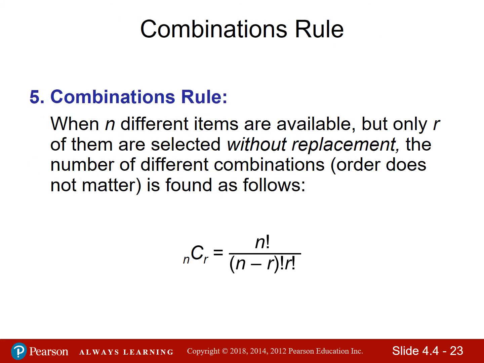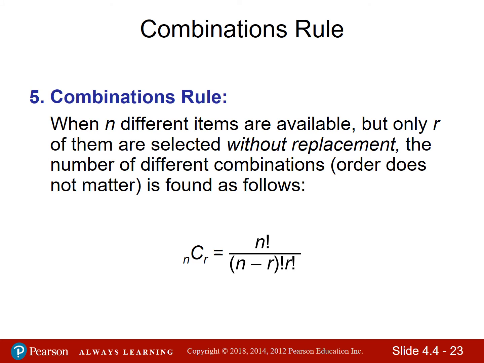One n different combination rule. So now we talk about permutation. nPr is n factorial divided by n minus r factorial. Combinations is almost the same. The only difference is the r factorial here. You see, n factorial divided by n minus r factorial is permutation. Now we have to divide it by r factorial again.